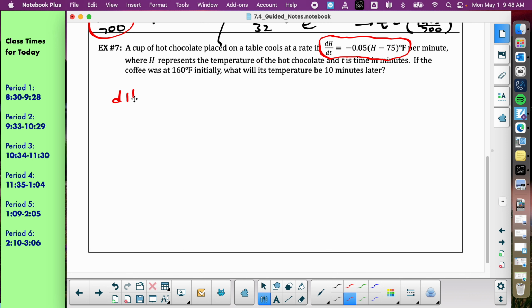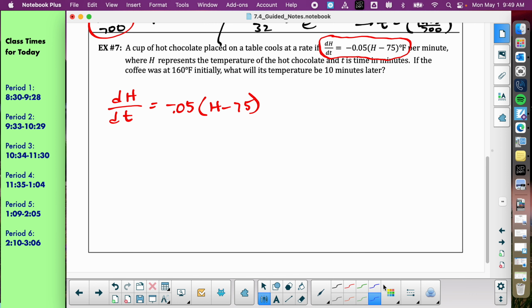So if I'm starting off with the differential equation, I'm going to want to solve it to find an equation that represents the current temperature of the object. Now, it kind of throws me off here because H represents the temperature, T represents time. I'm assuming it's H for hot chocolate.